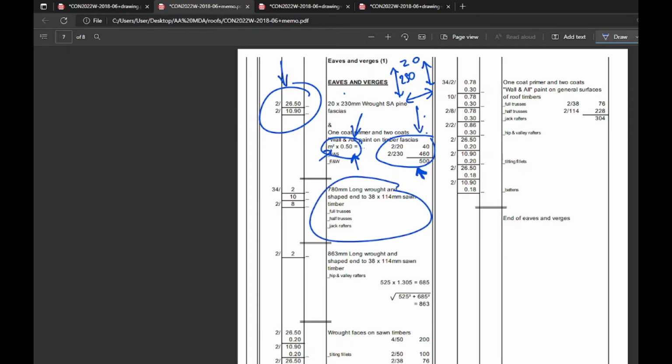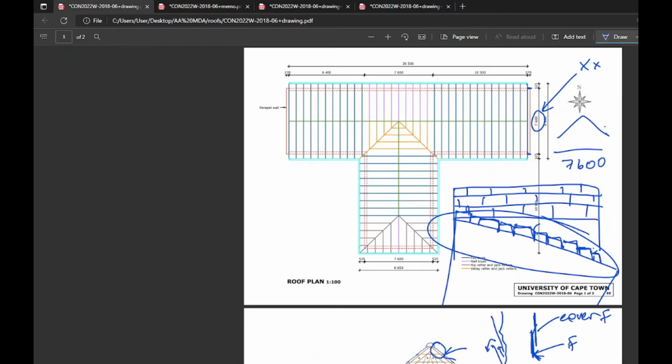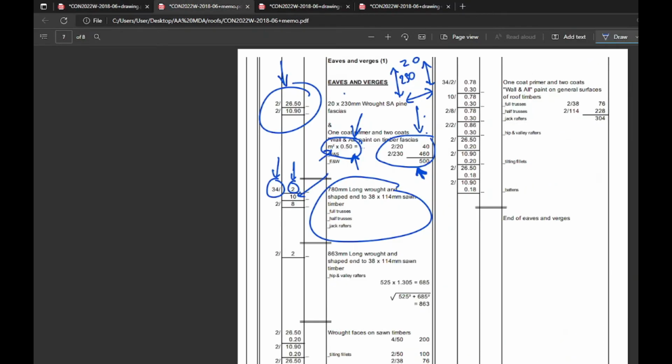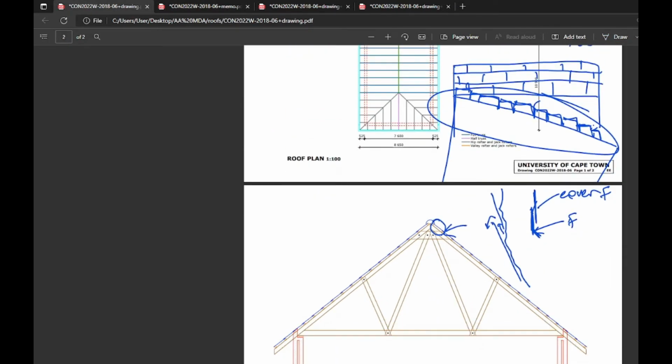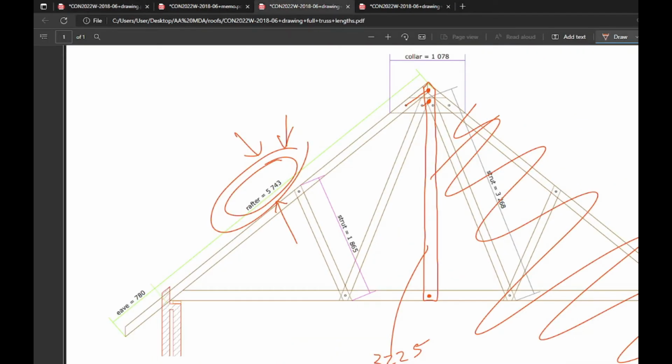Okay, rafter shaped timbers. Let's take a look. 34 times 2, you can see immediately that that would be your full trusses, because there are 34 full trusses, right? There are 10 half trusses. So what this means, and I'll do the math now, so I don't see it there, unless it's given. Let's take a look. There we go. So what they've done is it's given that the shaped ends are 780 mils long.